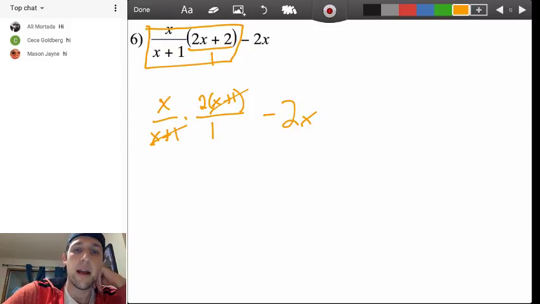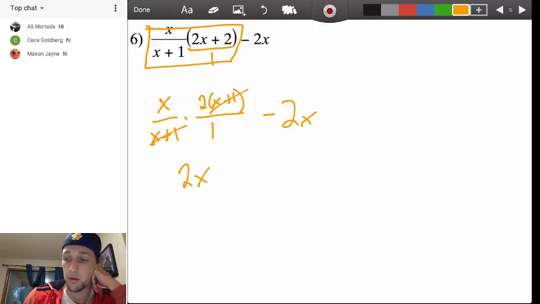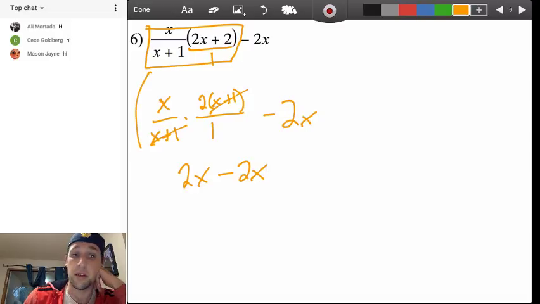Now I don't have to worry about getting a common denominator. I get 2x is all I have left from that first bit, 2x over 1, and then minus 2x. Really all I did to get down to that 2x was deal with that like a regular multiplication problem. I simplified it as much as humanly possible, and then I subtract my 2x, I get 0.